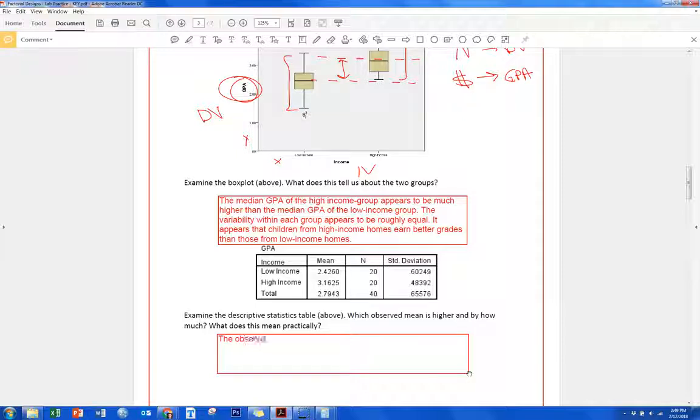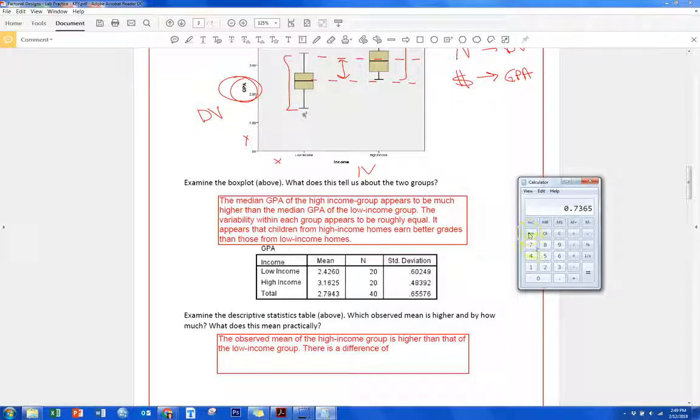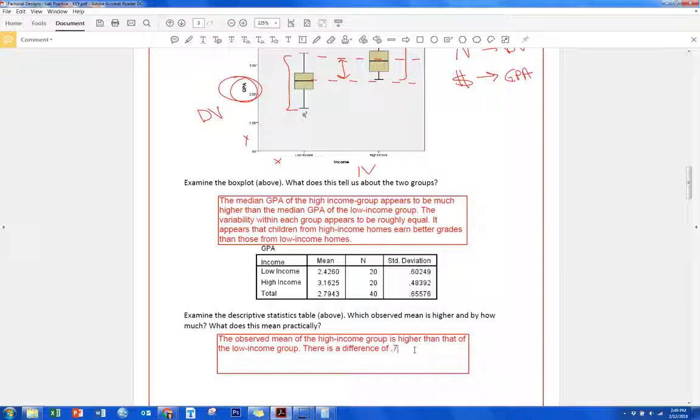The observed mean of the high income group is higher than that of the low income group. There is a difference of, and what was that difference? It was about 0.7365, which is more than a standard deviation. This suggests that the difference is practically significant.